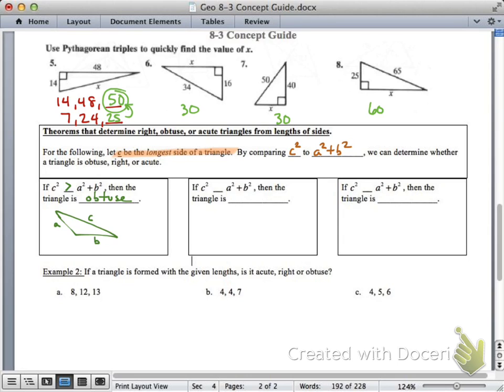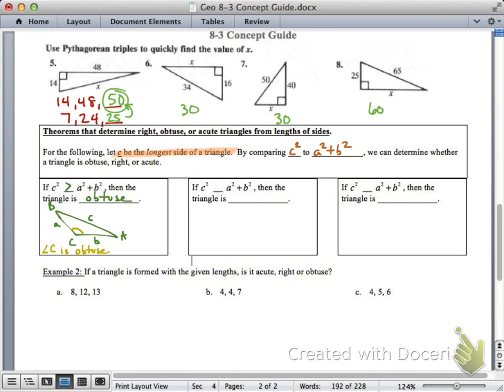So if I draw a triangle and label these sides A, B, and C like this, when you use this notation, angle A is always opposite side A. Angle B is always opposite side B. And angle C is always opposite side C. We use capital A, B, and C for the angles, little a, b, and c for the sides. So in this case, angle C is an obtuse angle, and that's an obtuse triangle. Why? Because C squared is greater than A squared plus B squared. That's how we can know it.